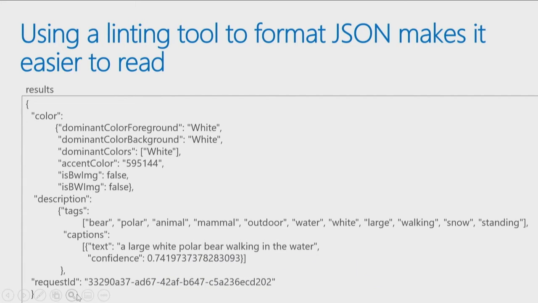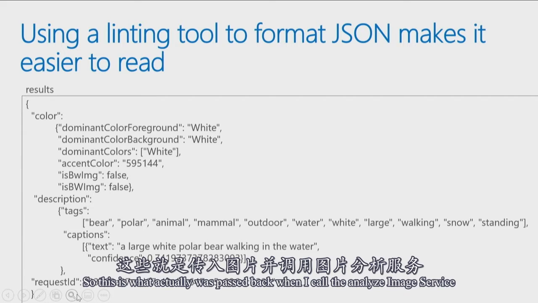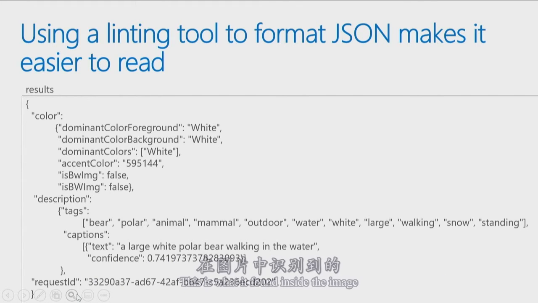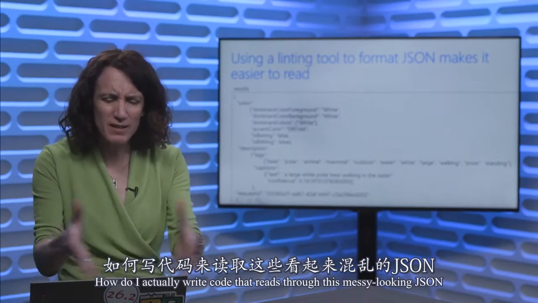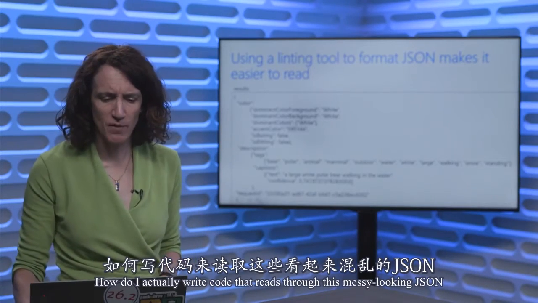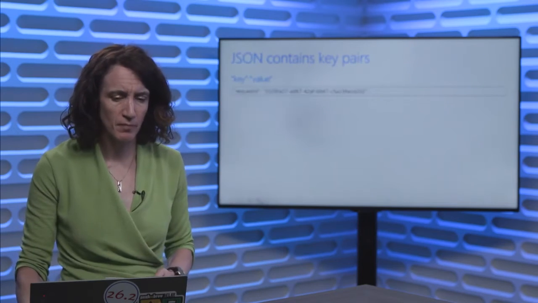So this is what actually was passed back when I called the analyze image service and passed it my image. This is what it found inside the image, based on the parameters I passed in. Now, how do I use this in code? How do I actually write code that reads through this messy looking JSON, even though it is very structured?